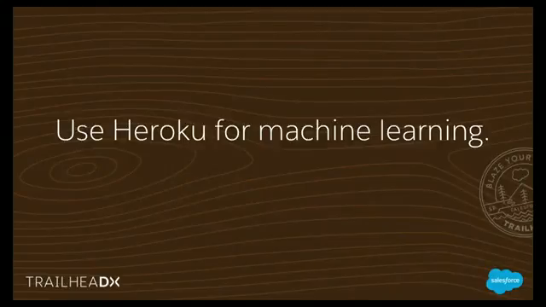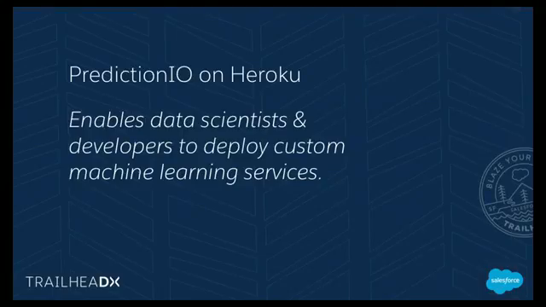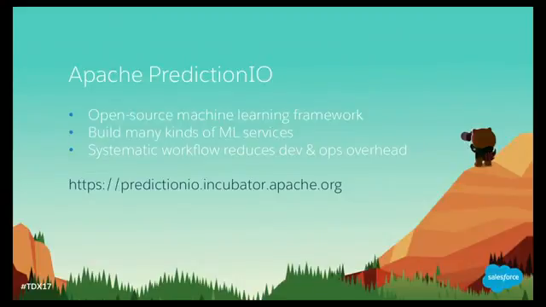It's a cloud that helps you operationalize applications. So specifically, we're targeting Prediction.io on Heroku to enable data scientists and developers to build custom machine learning services. So this is using Apache Prediction.io. Prediction.io was acquired by Salesforce a couple years ago and donated to the Apache Software Foundation.